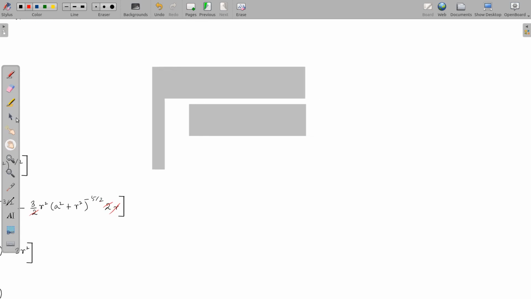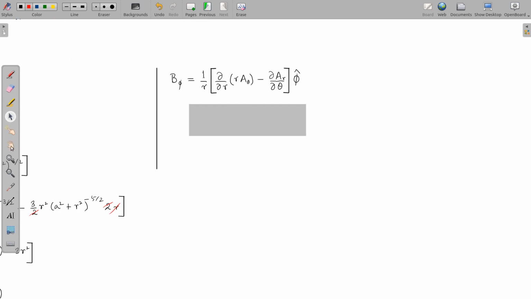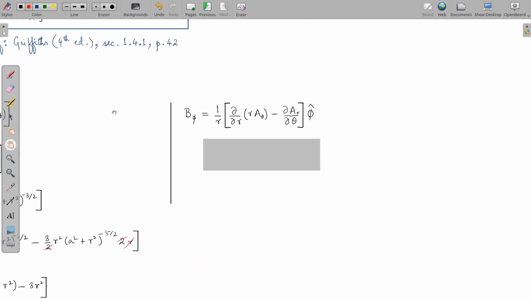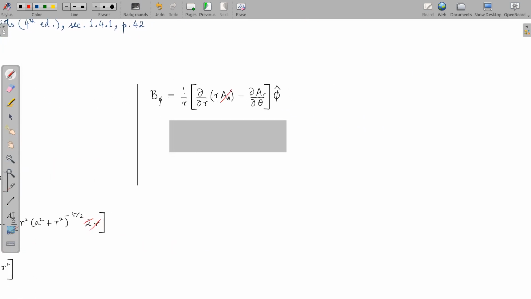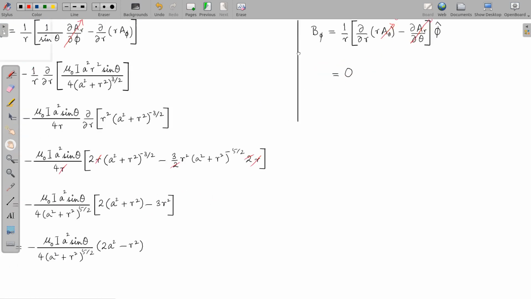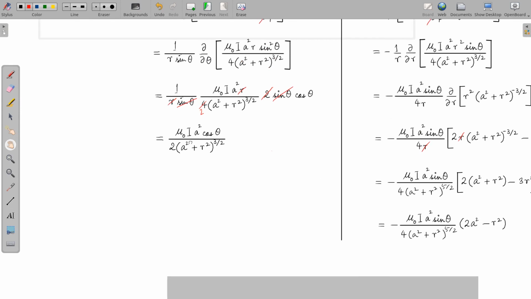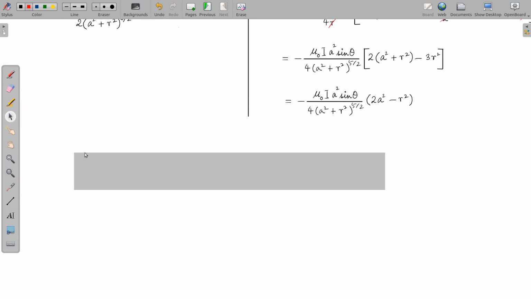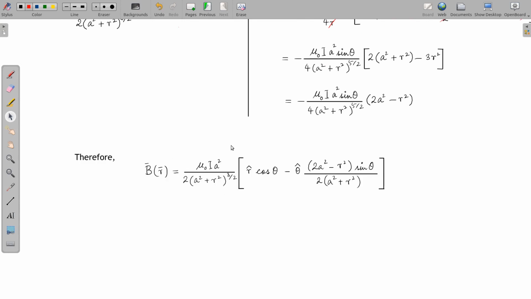Now last one, the azimuthal component, which is going to be extremely straightforward, because both A_theta and A_r are 0. So this is 0 and this is 0. So as a result, the azimuthal component of the magnetic field is going to be 0. Okay, so there is no B_phi component. So we got B_r, we got B_theta, and we got B_phi, which is 0. So putting all of these together, this gives us the magnetic field to be having only the r component and the theta component.